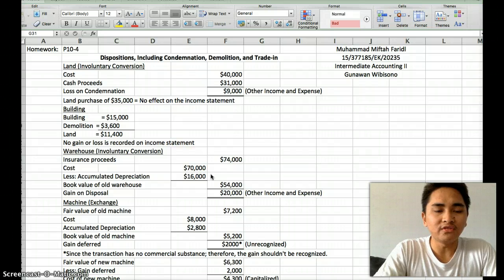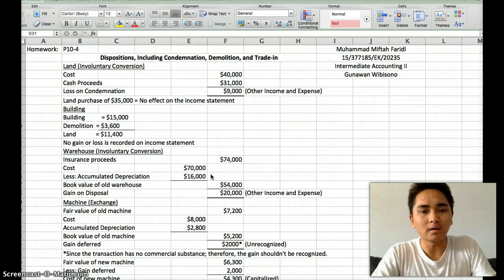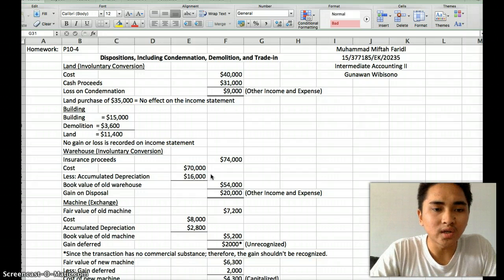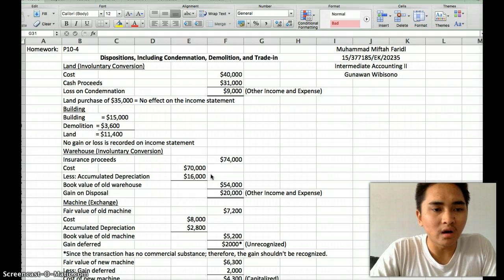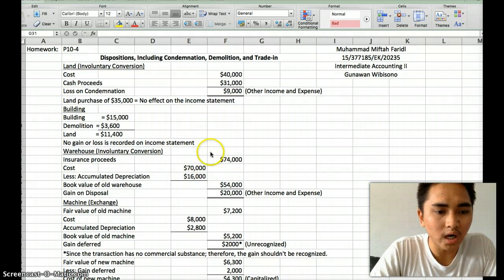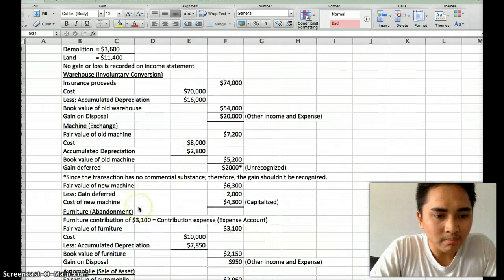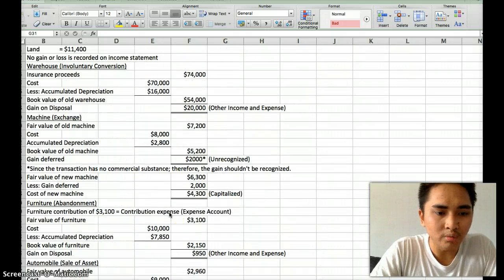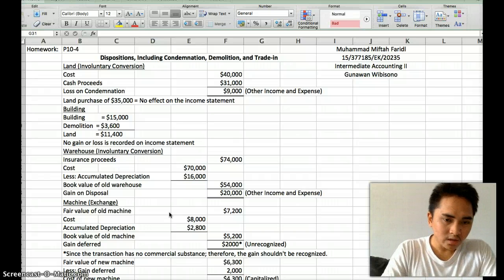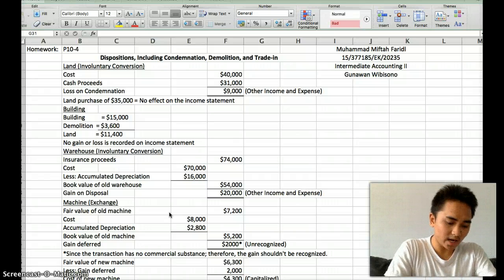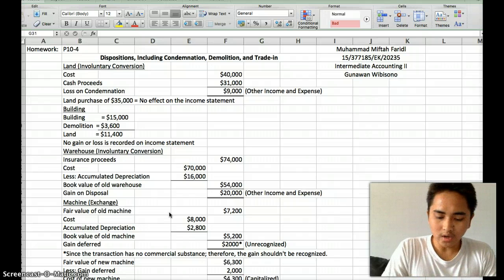Today I'm gonna discuss the homework problems 10.4, discussing the dispositions of each transaction mentioned in the book, and the transactions made consist of land, building, warehouse, machine, furniture, and automobile. First of all, the instruction asks you to indicate how these items would be reported on the income statement of the company.